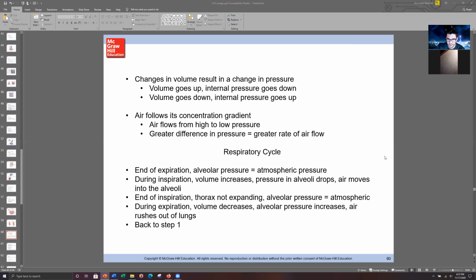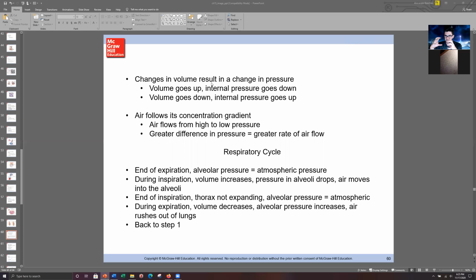Okay. So here I've got some notes on how the pressure system works, so how gas exchange works within our body. So changes in volume result in a change in pressure, okay? This is something called Boyle's law, which we'll talk about in a second. So as volume goes up, the internal pressure of whatever space or container you're in goes down. If you've got a gas that's bouncing around in a container, and you give it more space to bounce around in, there's going to be less pressure there.